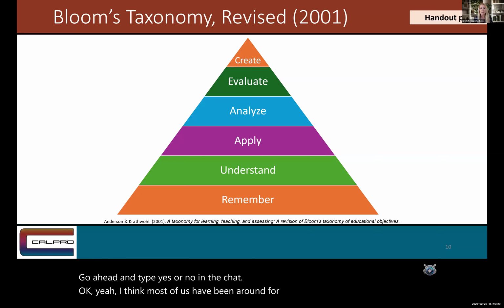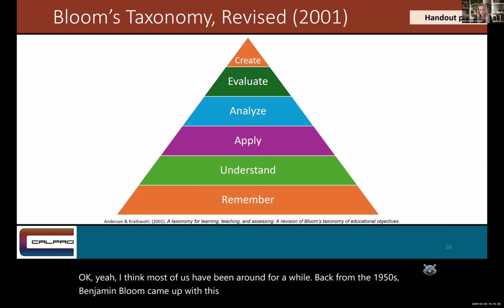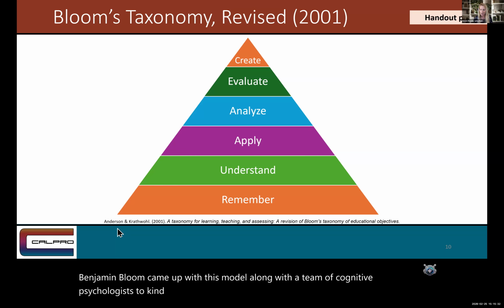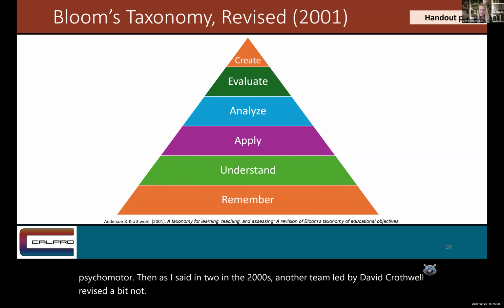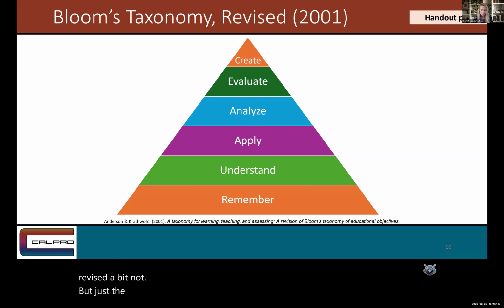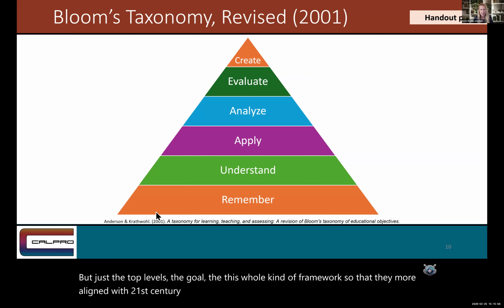Back from the 1950s, Benjamin Bloom came up with this model along with a team of cognitive psychologists to kind of categorize 3 domains of learning: cognitive, affective, and psychomotor. Then, as I said, in the 2000s, another team led by David Krathwohl revised a bit, not significantly, but just the top levels. The goal, this whole framework, was so that they were more aligned with 21st century goals. So the create was added and evaluate was sort of flipped a little bit.